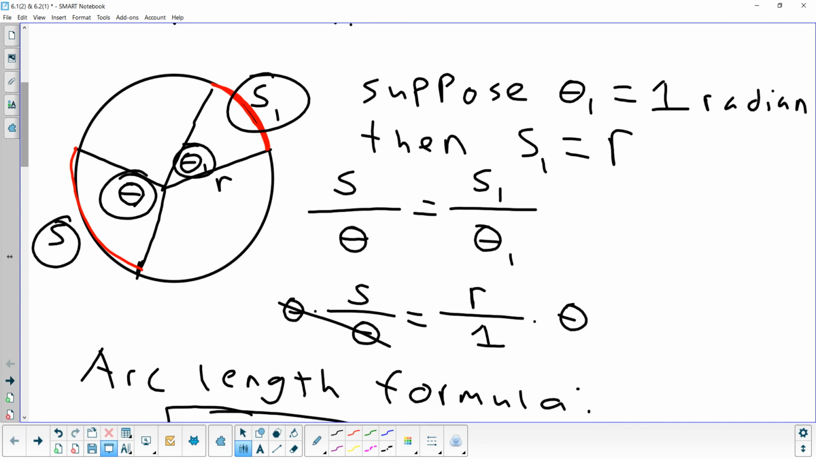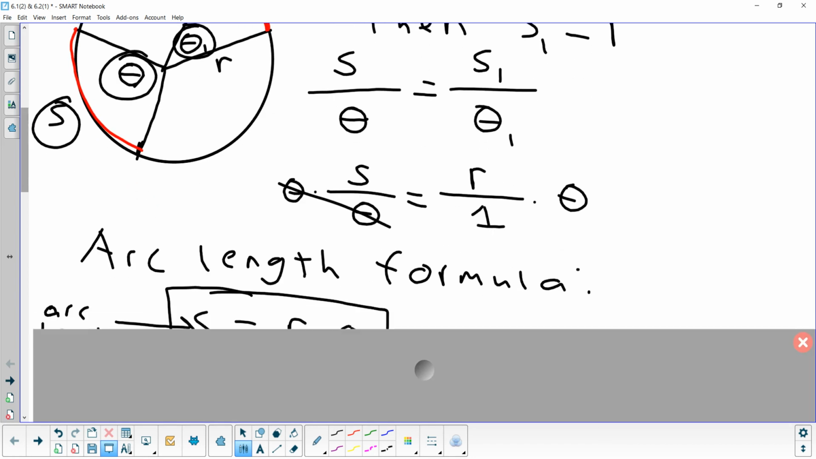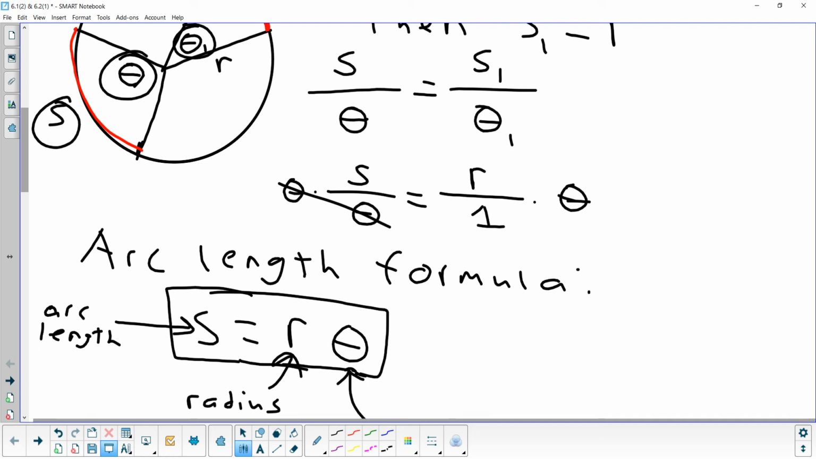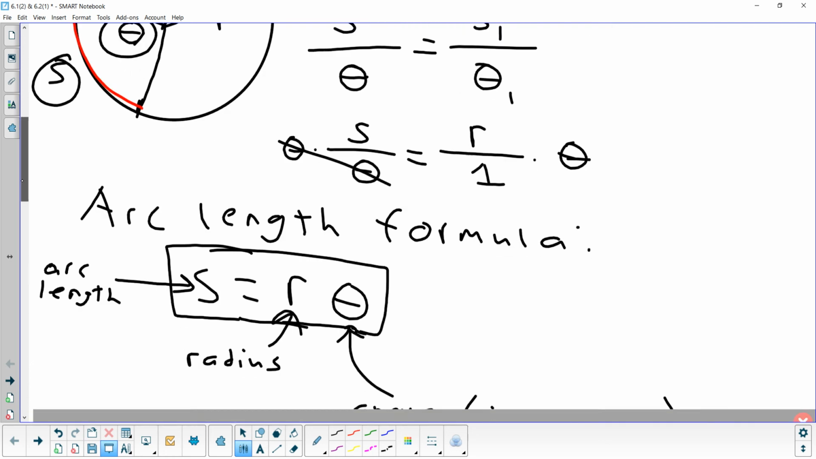The way we usually write this formula is S equals R theta. That's the formula for the length of an arc. You don't have to put divided by 1. S is the length of the arc. R is your radius. And theta is your angle.